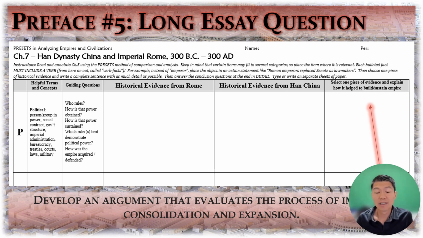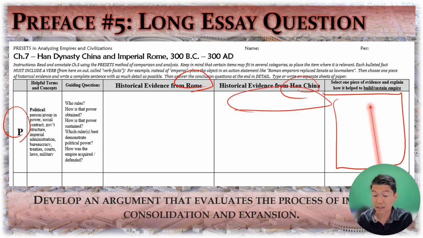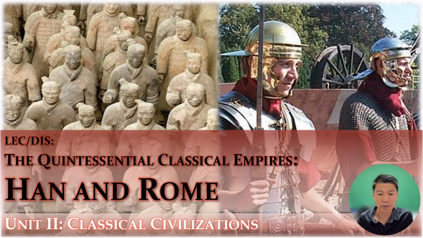So chapters 4 through 7, you should be extracting and finding as much evidence as you possibly can from the reading in each of the various preset categories for both Rome and China. And with the ability to answer the question, the process of imperial consolidation and expansion. And so in your homework assignment, hopefully you're taking bullet points, and in this case, one of them, and be able to explain the rise of these empires. And so with that, keep that in mind as you do the reading at home and also in the scope of this lecture as well.